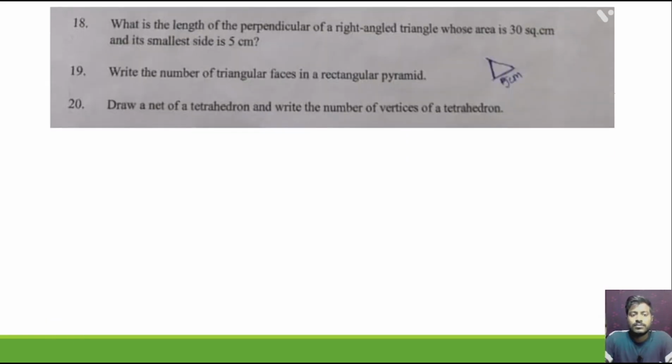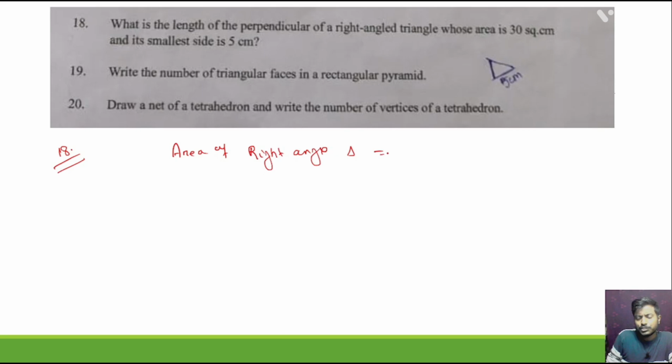Question number 18. What is the length of the perpendicular of the right angle triangle whose area is given and the smallest side is given? Okay, so the answer to question number 18: the area of the right angle triangle is 30 centimeter square and the smallest side is equal to 5. So find the perpendicular.